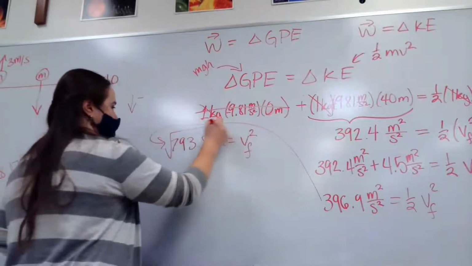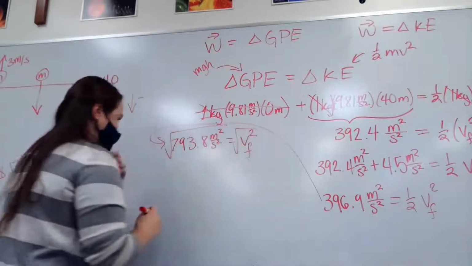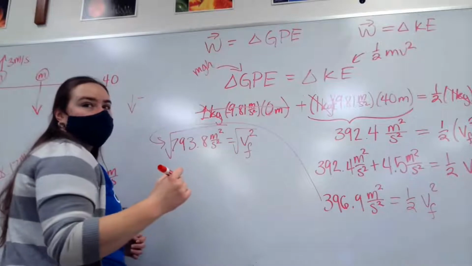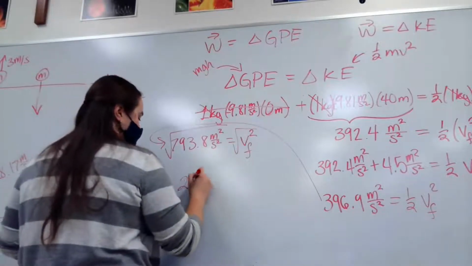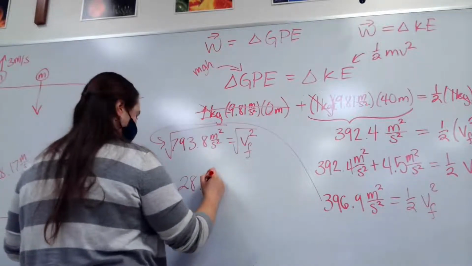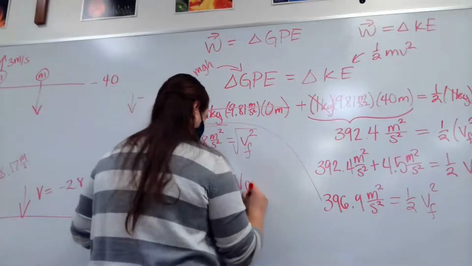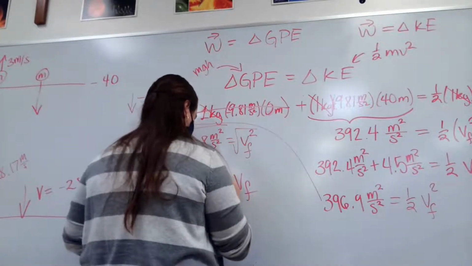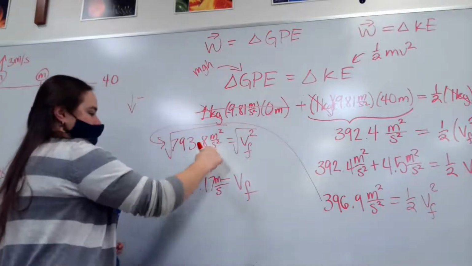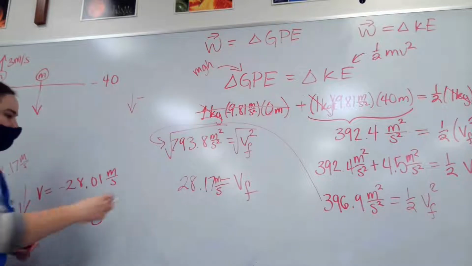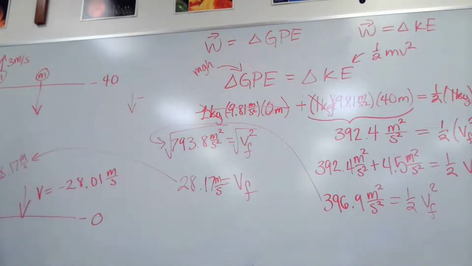So now we just need to square root both sides. And we get 28 point, what was it? 17. So don't forget that you need to square root your units as well. And shockingly, we get the same thing, right?